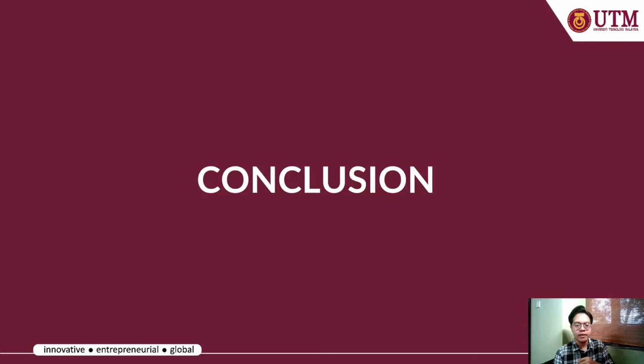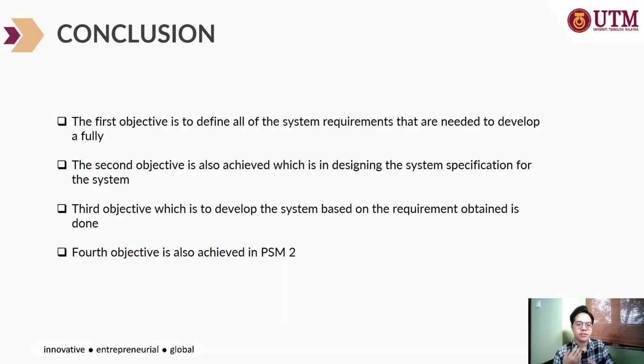So for the conclusion, the first objective is to define all of the system requirements that are needed to develop a fully functional system. The second objective is also achieved, which is designing the system specification for the system. The third objective, which is to develop the system based on the requirements obtained, is done. And the fourth objective is also achieved in PSM 2.